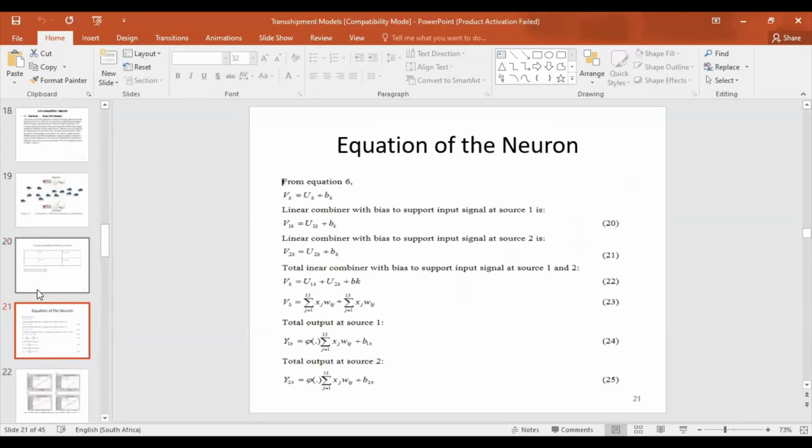And in order to solve the problem, we decided to test the validity of this model using the adaptive neural fuzzy inference system. So on the ANFIS model, we have here the equation of the model, and bringing the data sets into the model, you have from the first equation where VK equals UK plus BK, the linear combiner with bias to support the input signal, presented based on products from the source to multiple destination systems.